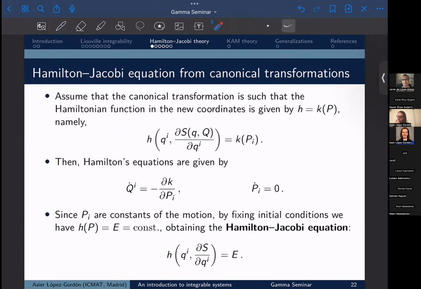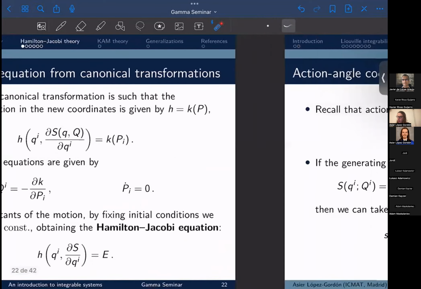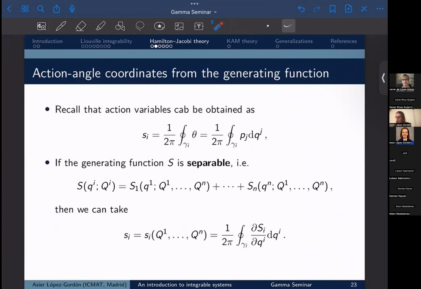Now, let us additionally assume that the canonical transformation is such that the Hamiltonian function in these new coordinates depends only on the P_i's. Then Hamilton's equations take this form. But since the P_i's are constants of the motion, we can fix initial conditions and obtain that this is some constant E. And this partial differential equation is known as the Hamilton-Jacobi equation.